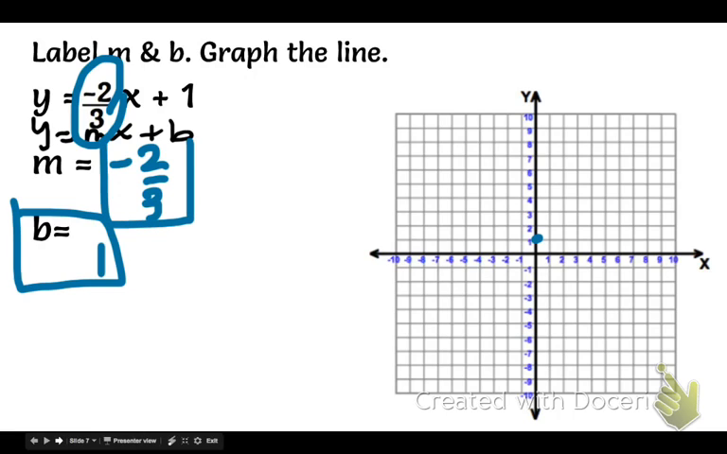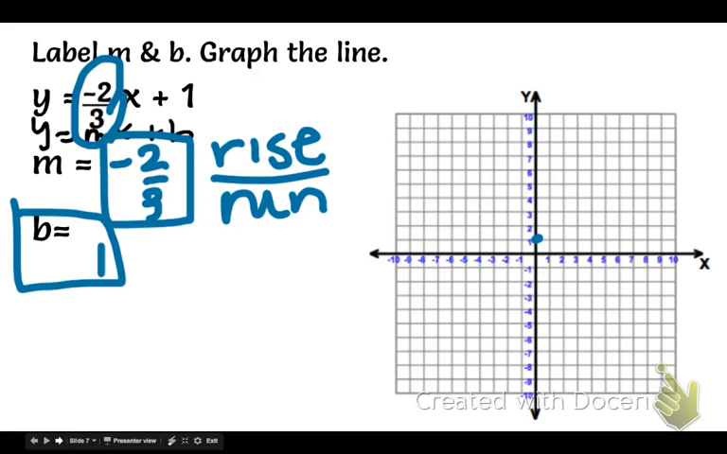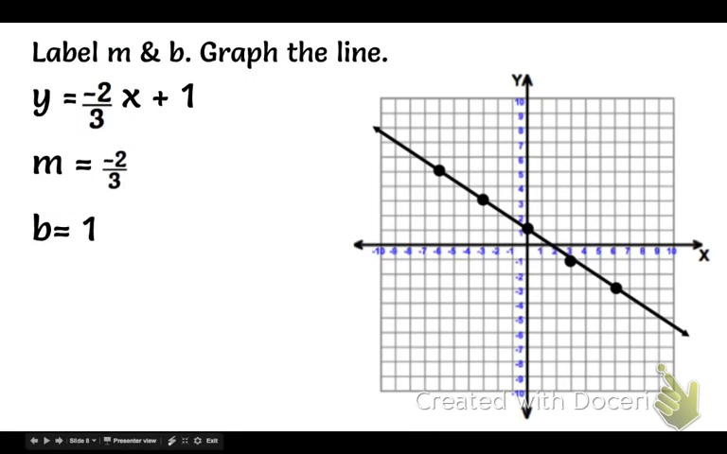And then from there, I need to rise negative 2. Hopefully that makes sense that we'd have to go down 2. And then I have to run positive 3, which means I'll have to go right. So I'm going to go down 2, right 3. Down 2, right 3. Again, to get some points on the other side of the y-axis, I just change my direction. I'll go up 2 and left 3. Up 2 and left 3. I'll grab my straight edge and connect these points with a ruler, and my line will look like this. Again, pointing out that I have arrows on both sides of my line.